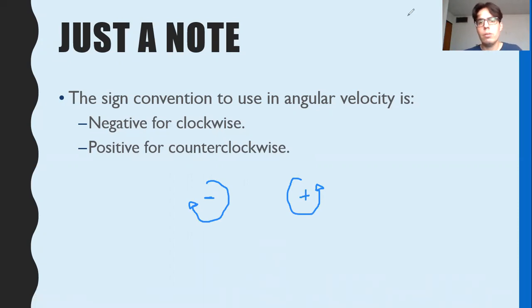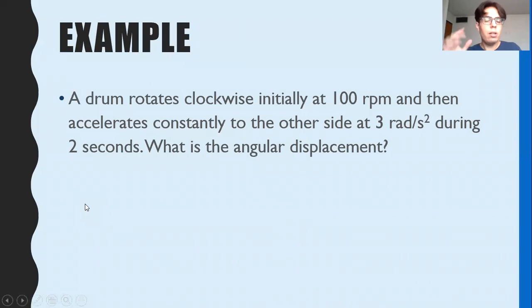Okay, it was just a quick reminder, a quick note. And for example, we have a little problem that is a bit more complicated than the other one. You have this information: a drum rotates clockwise initially at 100 revolutions per minute, and then accelerates constantly to the other side at 3 radians per second squared during 2 seconds. What is the angular displacement?